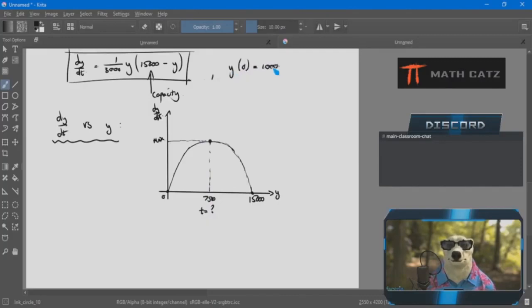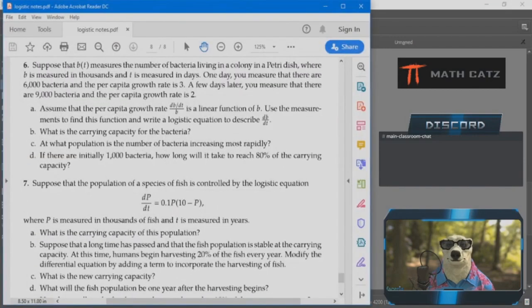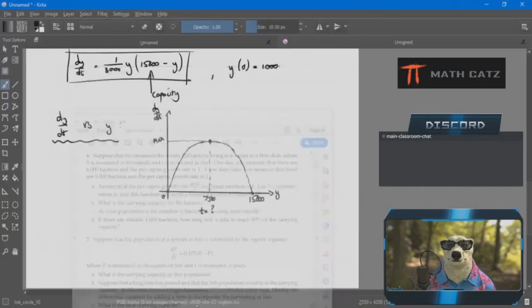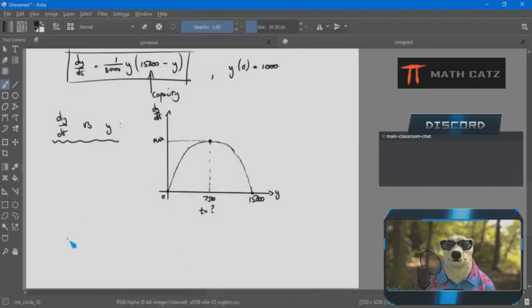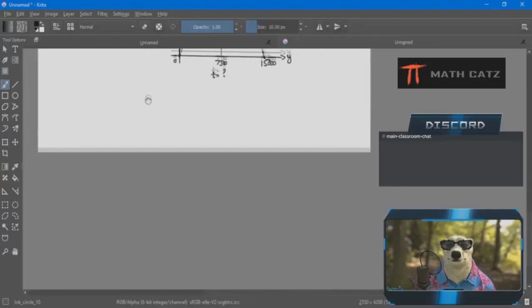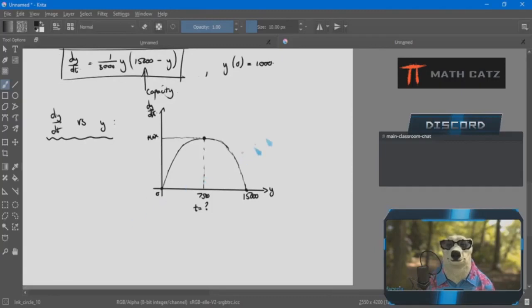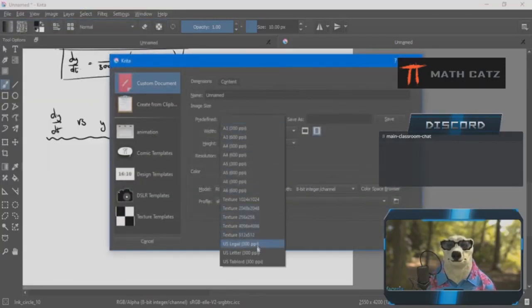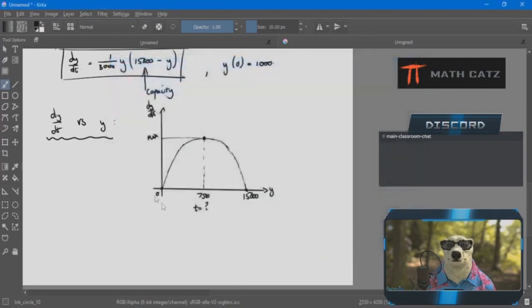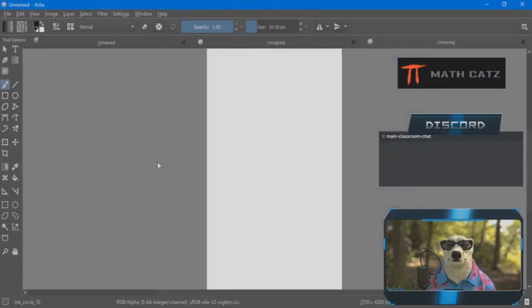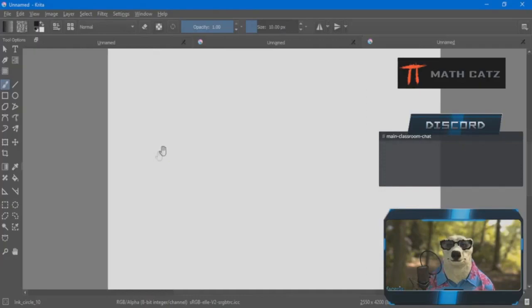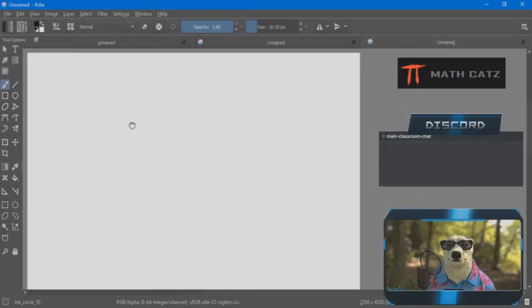So I originally have 1,000. I now have my initial value problem complete. And now we can go through the motions of practicing to solve this differential equation. This logistic equation is a little bit more involved to solve versus your basic ones.